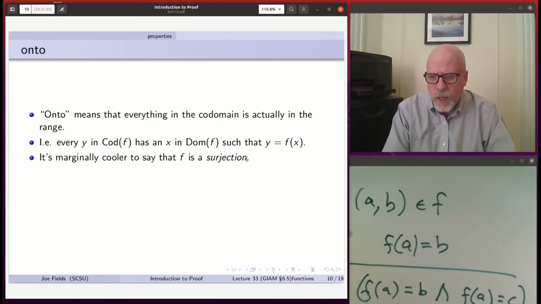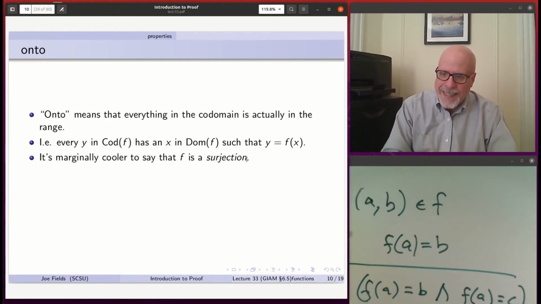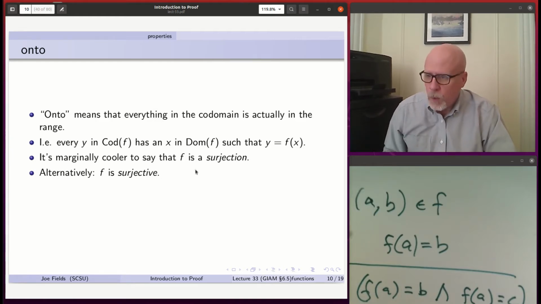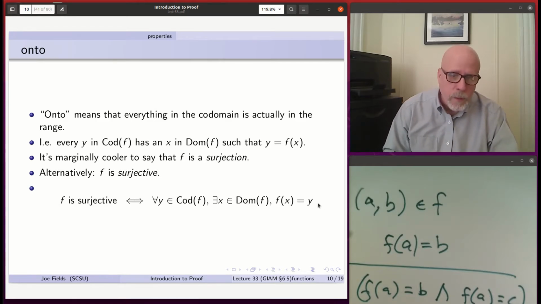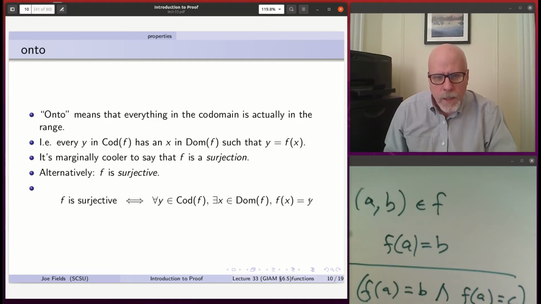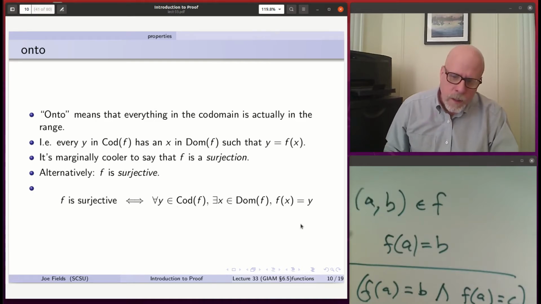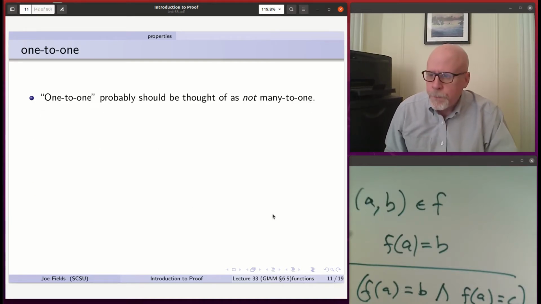There's an adjectival form of that too. You can say F is a surjective function. I think I put that in here. Yeah. Alternatively, F is surjective. So what does that mean? Well, f is surjective if and only if for every y in the codomain there exists an x in the domain so that that x gets mapped to that y. And the x that must exist gets sent to the y by the function f. Okay.